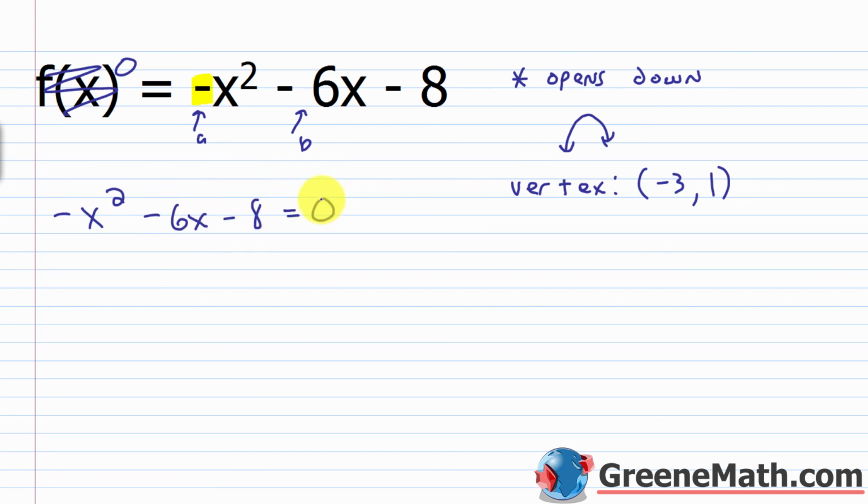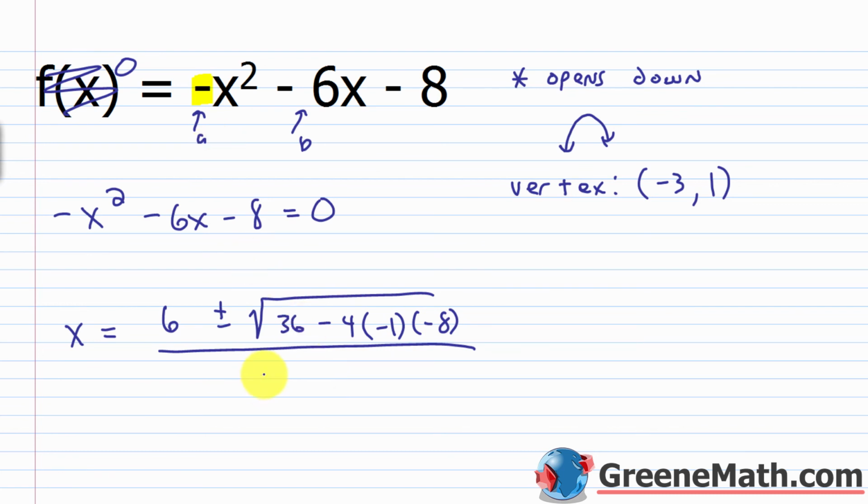Again, I can use my quadratic formula for that. x is equal to negative b. b is negative 6, so the negative of negative 6 is 6, plus or minus the square root of b squared. Negative 6 squared is 36, minus 4 times a, which is negative 1, times c, which is negative 8. This is all over 2a, with a negative 1. So 2 times negative 1 is negative 2.